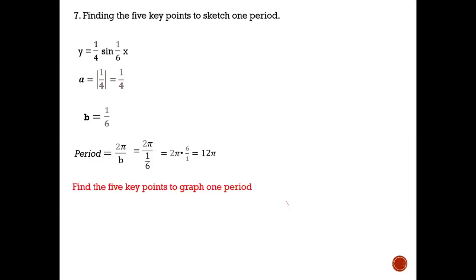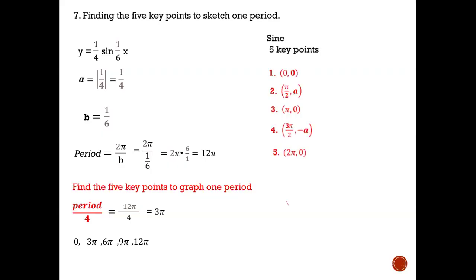Okay, so now let's find the key points that are based on one period for this trigonometric function. So again, what we can see here is that having a period of 12 pi, and again, if we divide our unit circle by 4, we see that we have a period of 3 pi. This is our one revolution for this trigonometric function. So let's go ahead and look at the values. We have 0, 3 pi, 6 pi, 9 pi, 12 pi. Okay, so these are our terms, and let's look at our 5 key points.